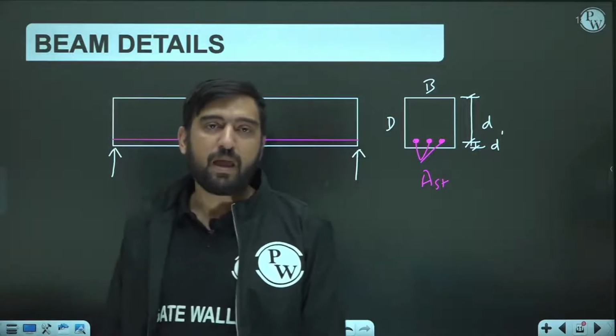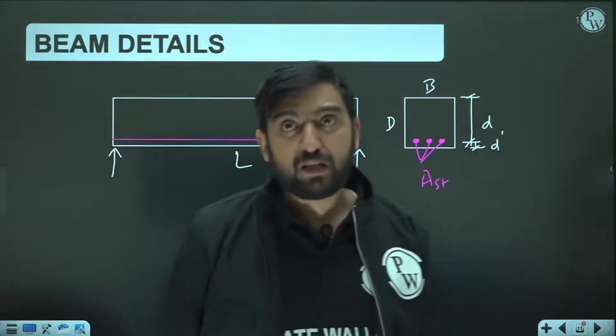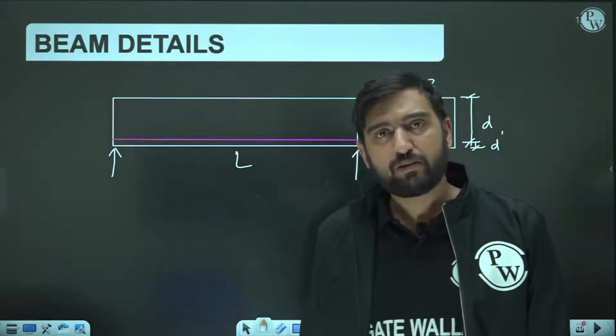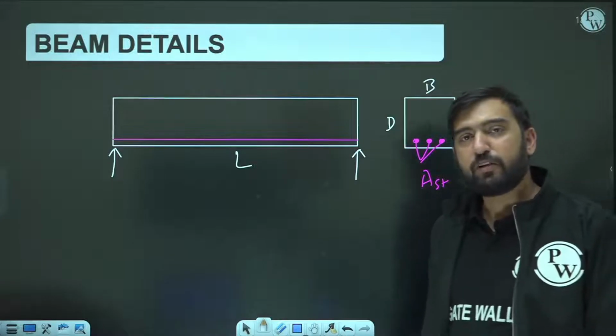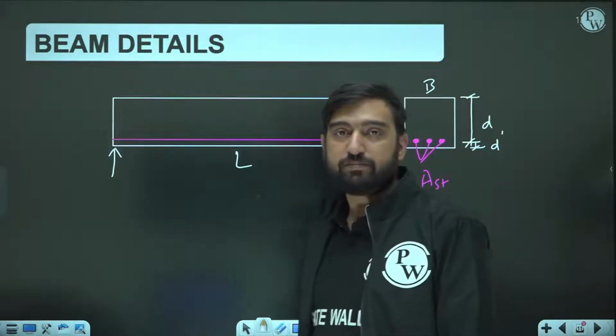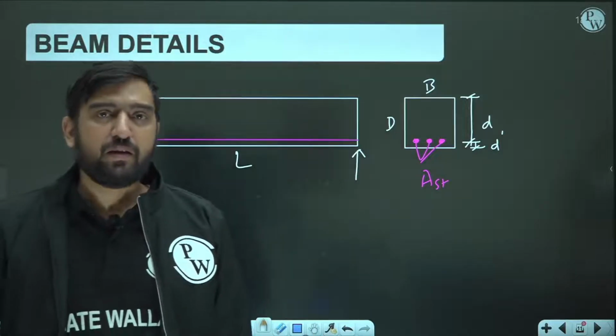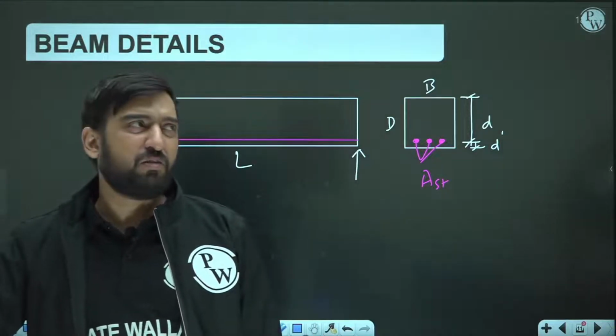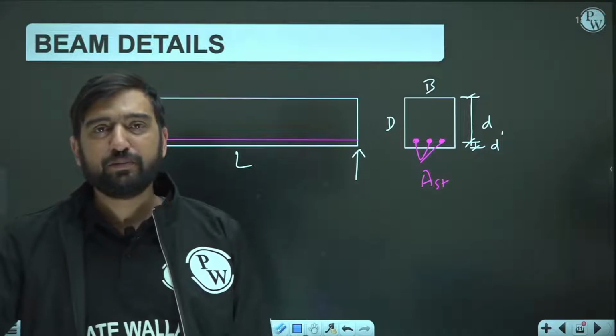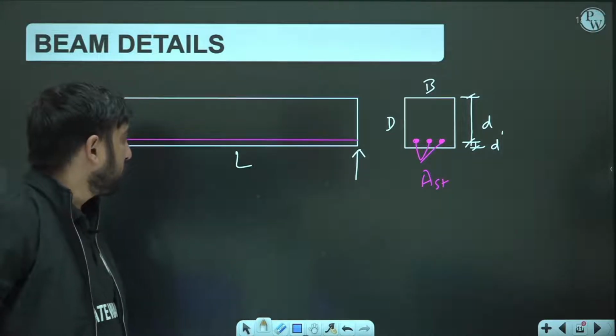And in working stress method, the partial factor of safety of concrete is taken as 3. You might be surprised, it is quite high. And for steel it is taken around 1.7 to 1.8. So that is the partial factor of safety.